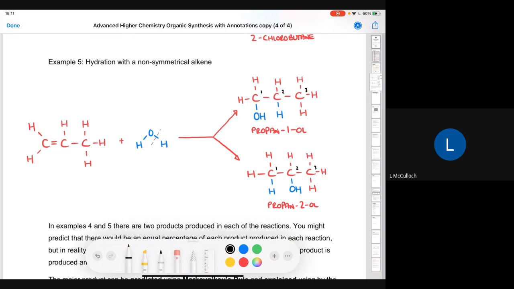Now again, we get a major and a minor product. We don't get 50% propan-1-ol and 50% propan-2-ol. We find that our minor product is propan-1-ol, and that's 25%. And our major product is our propan-2-ol, and that is 75%. Again, I'm going to give you guys a couple of minutes to get that diagram copied in.